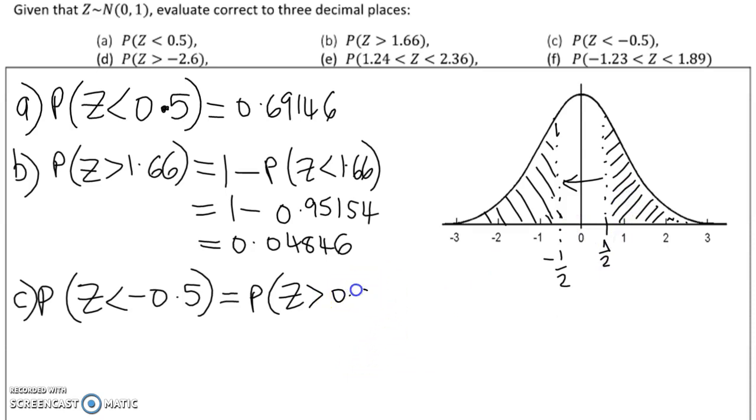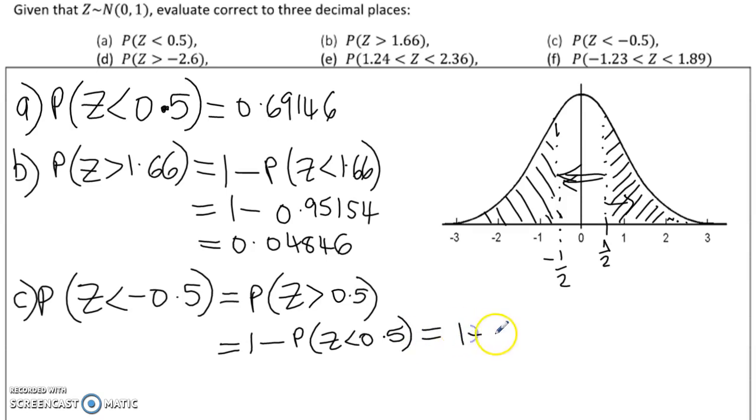I'm a bit better off now because I've got a positive z value. And now I can look in the table. And remember, I want the area to the right of a half. But the table will give me the area to the left. So I'm going to need to do 1 minus the value from the table. And the table gives you the area to the left for the less than. And that's actually what we found in part A. So it's 1 minus 0.69146, which is 0.30854.